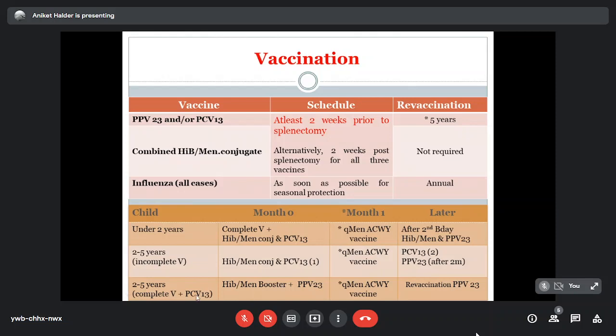And the children below 2 years, and 2 to 5 years, with complete vaccination should be given a booster of Haemophilus meningococcal vaccine along with pneumococcal polysaccharide vaccine 23, and revaccination should be done for this polysaccharide vaccine 23. Quadrivalent ACWY vaccine against meningococcus and Haemophilus may be considered at 1 month after surgery, although this is variable.